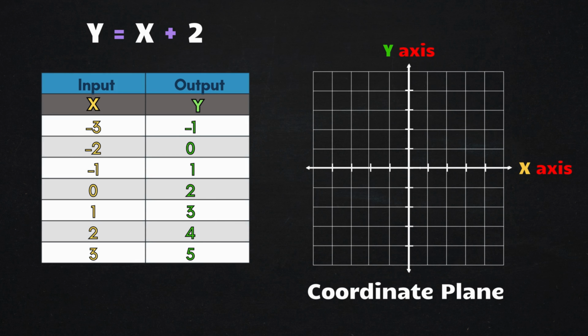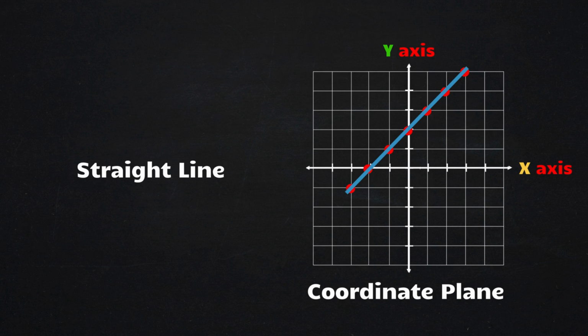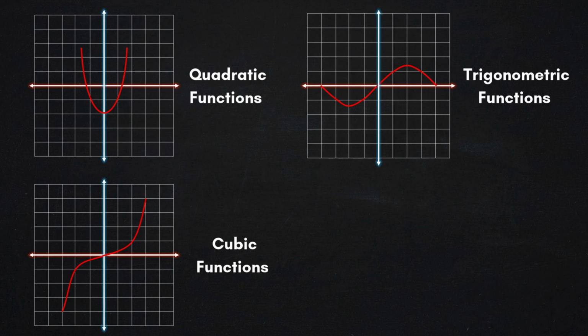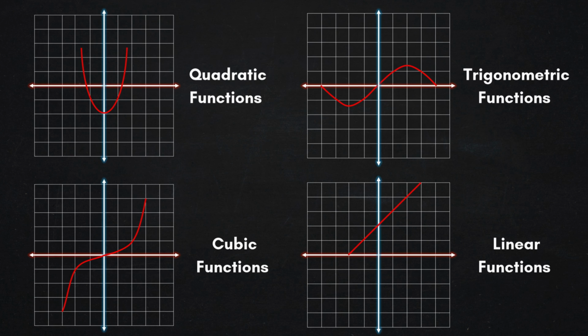You can graph a function. By plotting the points from the table and connecting them, we obtain a straight line. This is an example of what's known as a linear function. In algebra, functions can take many forms with a variety of interesting graphs: quadratic functions, cubic functions, trigonometric functions, and many more. Even though their graphs might look like complicated curves or intricate lines, in fact they are functions, as long as they pass an important test, the vertical line test.